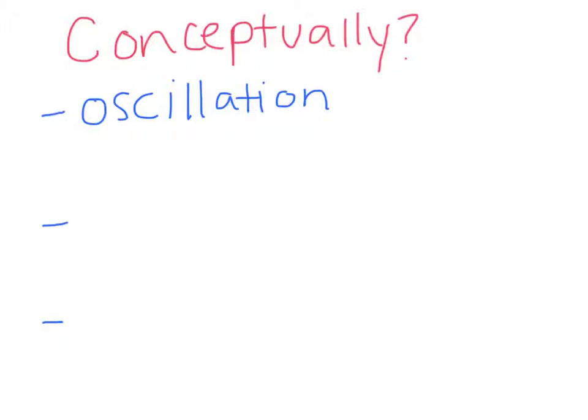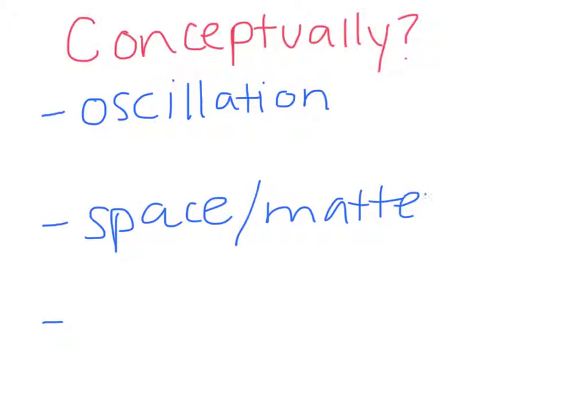Secondly, a wave travels through space, or just a vacuum, or through some sort of matter. And the final characteristic is that a wave transfers energy through the space or the matter.